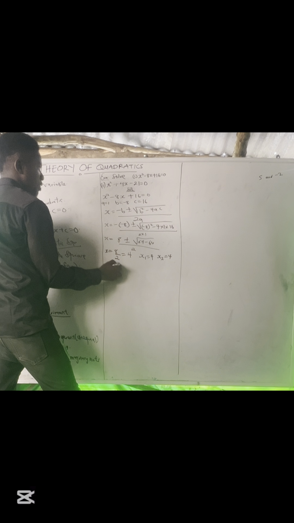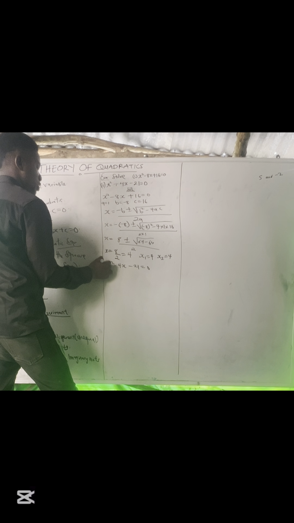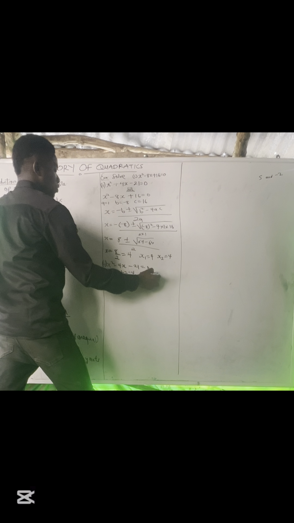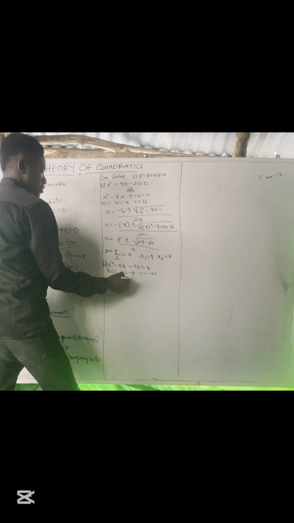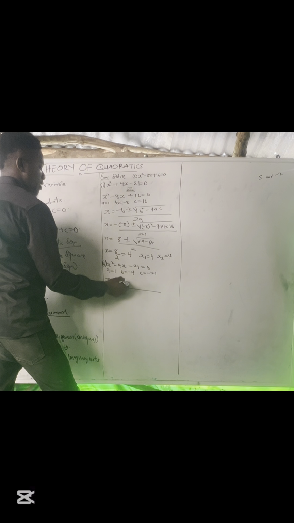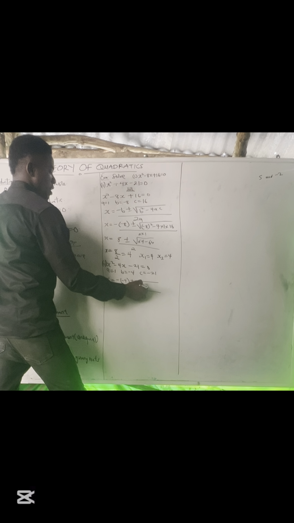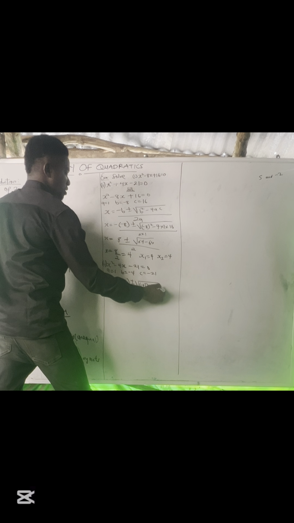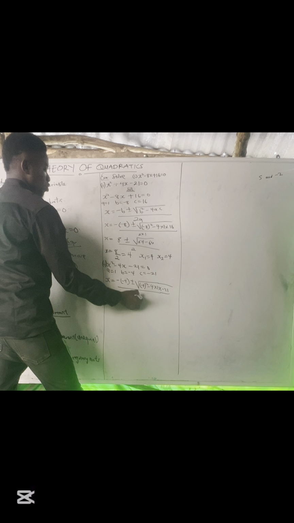That is x squared minus 4x minus 21 is equal to 0. This is question number 2. Identify your a is equal to 1, b is equal to minus 4, c is equal to minus 21. Using this formula, we are going to substitute. That will be minus, our b is minus 4, plus or minus square root of minus 4 squared minus 4 times 1 times minus 21, all over 2a, 2 times 1.